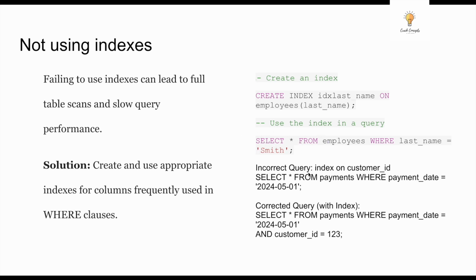This is example number 2. Suppose you have an index on customer ID and the original query is select star from payments where payment date is 2024-05-01. But there is no index on the column payment date. There is an index on column customer ID, and you know which particular customer ID you want. So you use that in your query and this will result in better query performance because you are using a column that has an index on it.